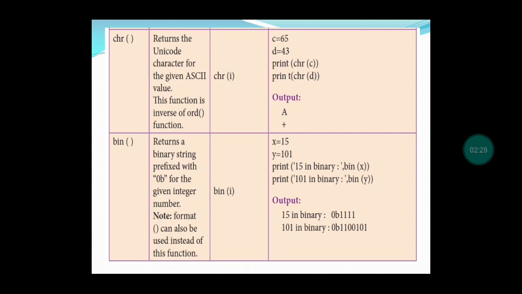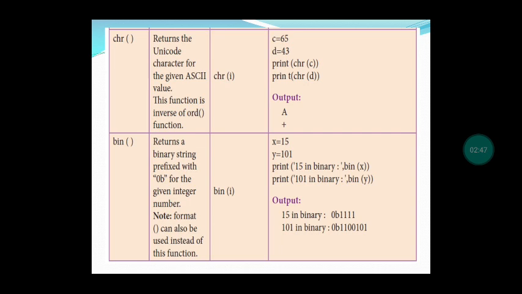Here, in c they have given 65 and in d they have given 43. So chr of c, 65 means capital A, and 43 means plus. So plus is printed.